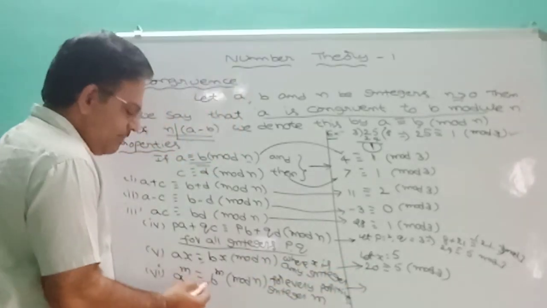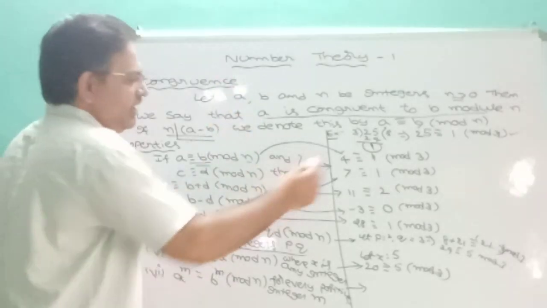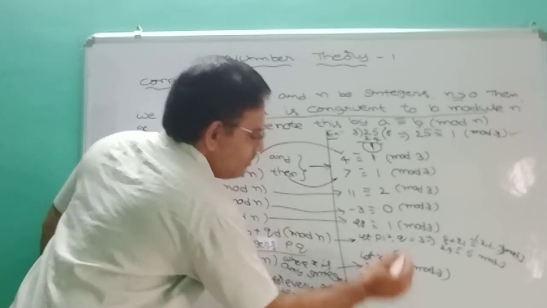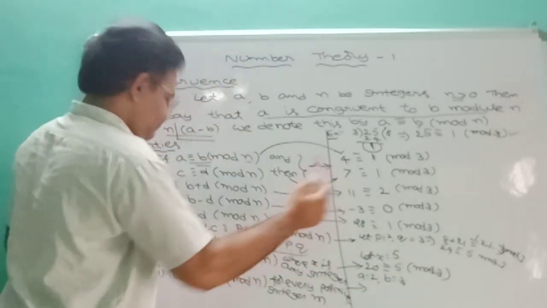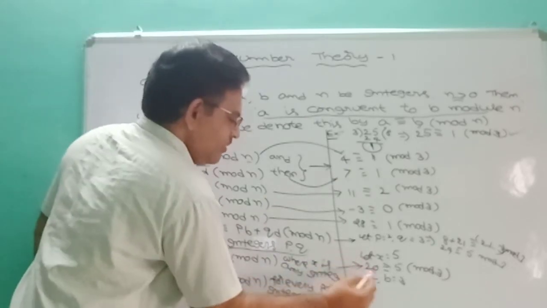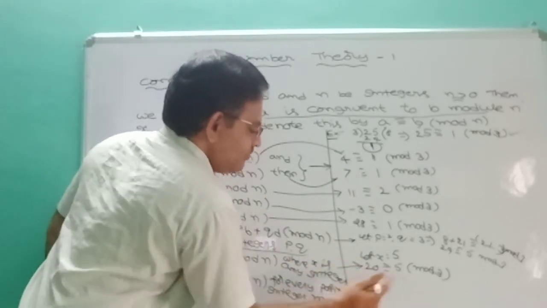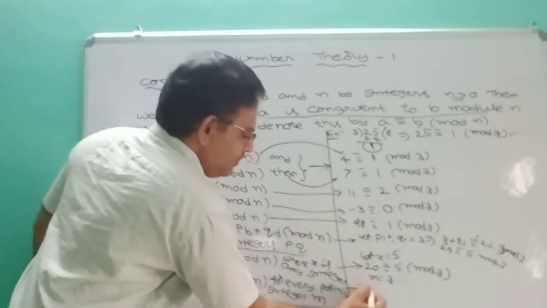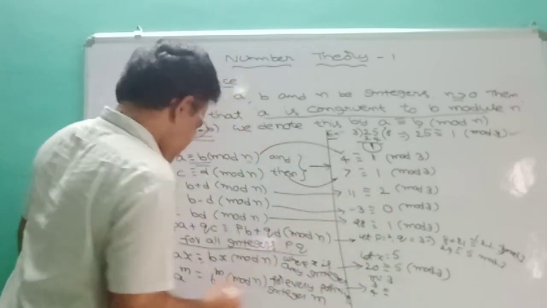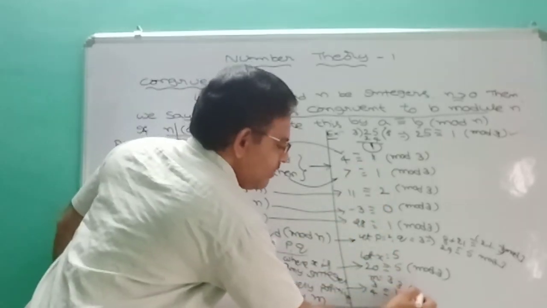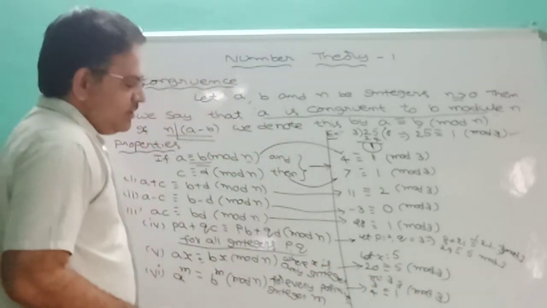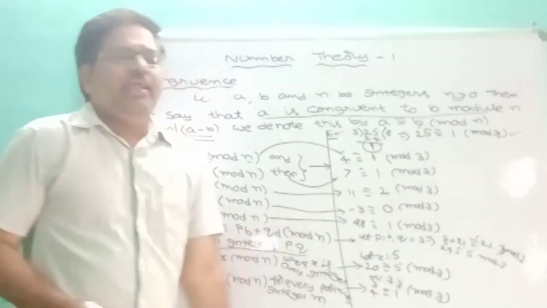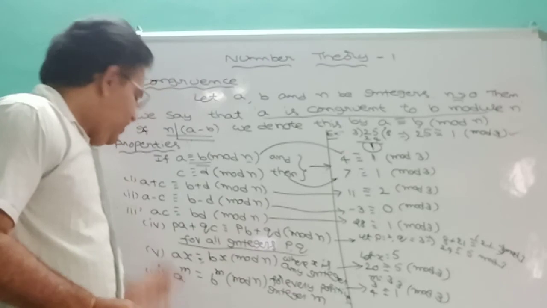What is the next property? a to the power m is congruent to b to the power m, meaning if you increase the powers. For suppose, m value 3: a to the power m, 4 cubed, is congruent to 1 cubed mod 3. Is it true or not? 4 cubed is 64, minus 1 is 63, and 63 is divisible by 3. So here also the condition is possible.